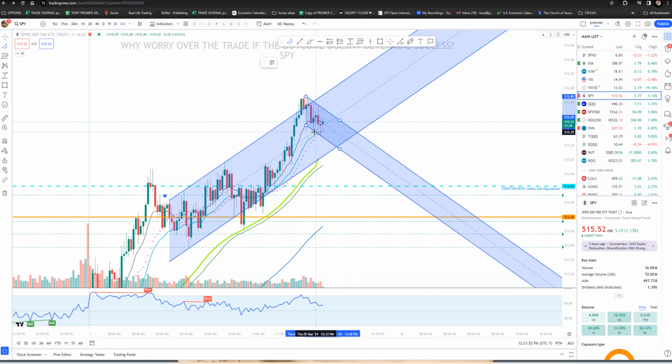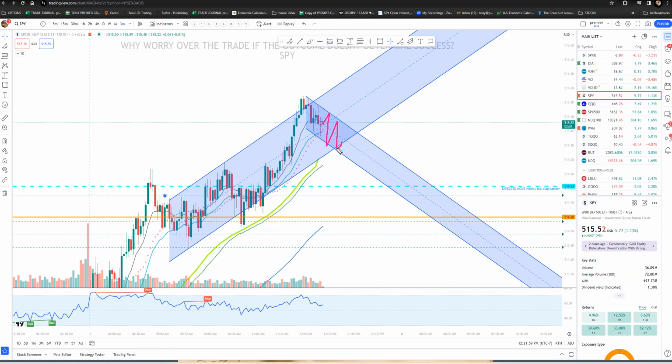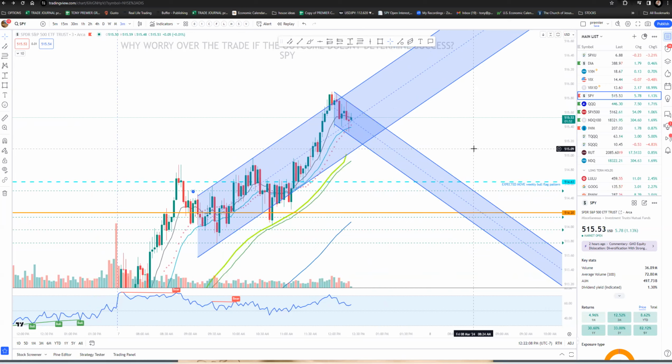Draw another down channel and bring it to that low. And there you go. So good chance we're probably going to do this and continue to buy. If the bulls fail to hold this, that'll be the chance where it's going to start to sink back down. That could happen.